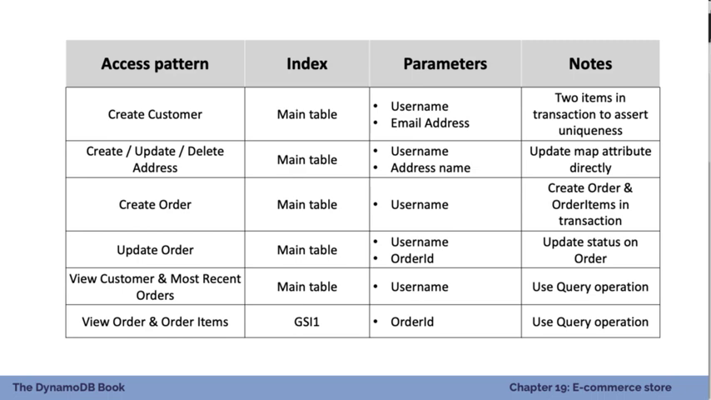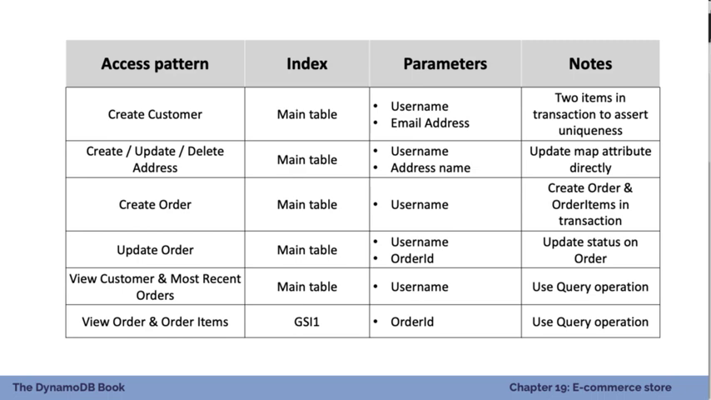Second big set of access patterns we have are around create, update, delete address. Again, that's going to happen on the main table. Parameters there are going to be the username, but also the address name. And remember how we're doing that. We're updating that map attribute directly rather than fetching that user, pulling it down, manipulating it, and putting it back. We're just going to do an update item directly on a nested attribute in that map.